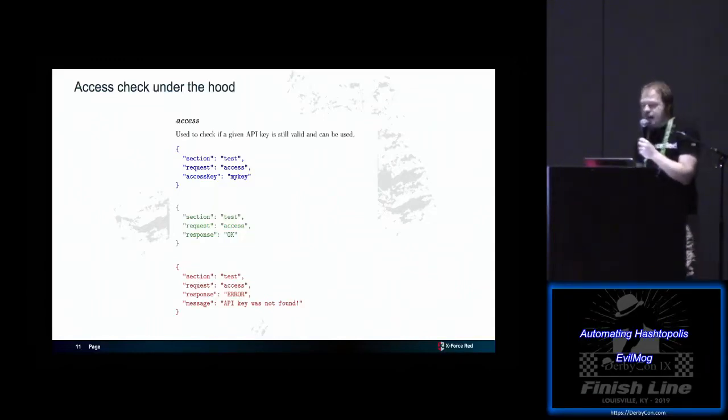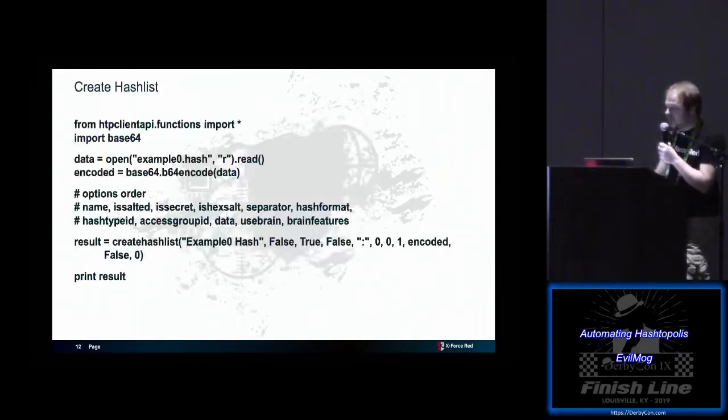Now, in the Hashtopolis Python bindings, the only two endpoints that don't give you the full JSON output are access check and access test. Everything else just gives you the raw JSON for an output so you can parse it yourself. I'm not your mother, I'm not doing your parsing for you.